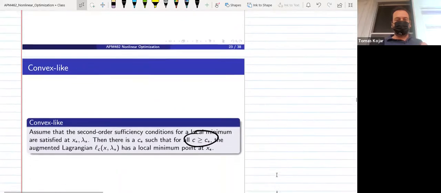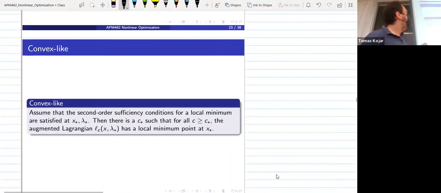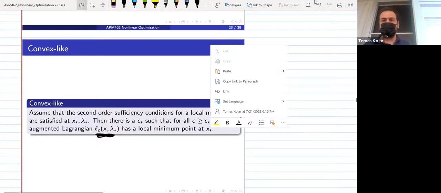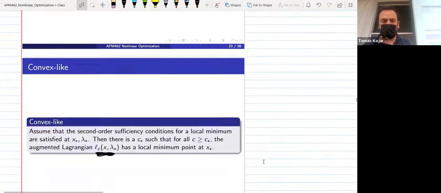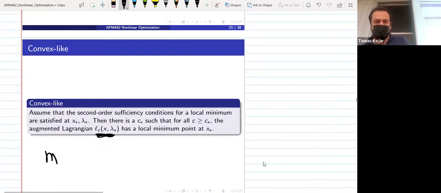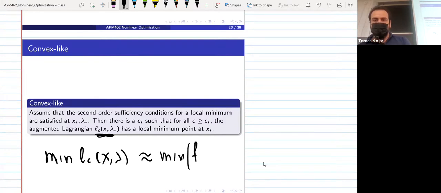So here's the statement. Suppose that you have a minimizer, x star lambda star. Then your augmented Lagrangian will have the same minimizer. Okay. So I'm going to prove you this. So in other words, I'm making rigorous the following statement. Let me write it again. Minimum of L_C is about a minimum of F, given that h of x is 0.